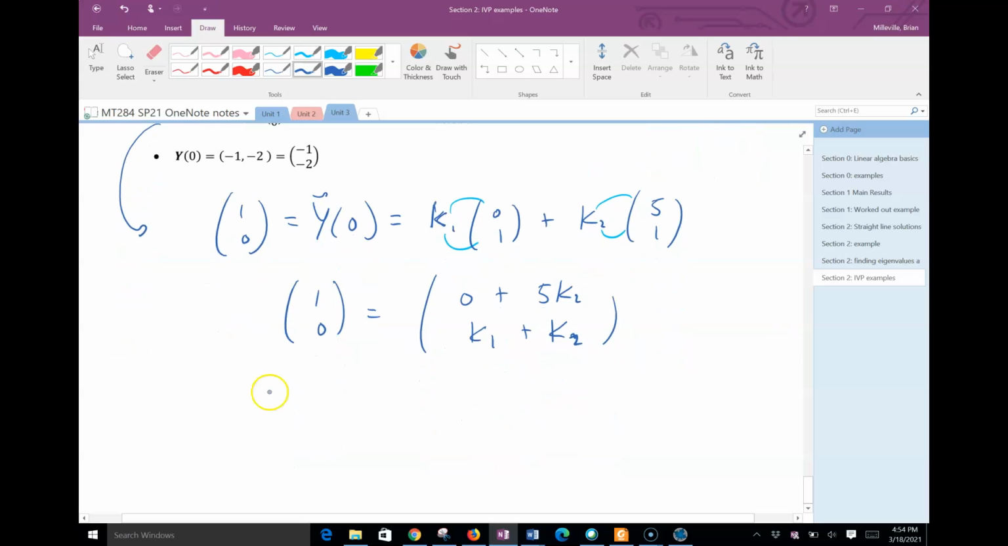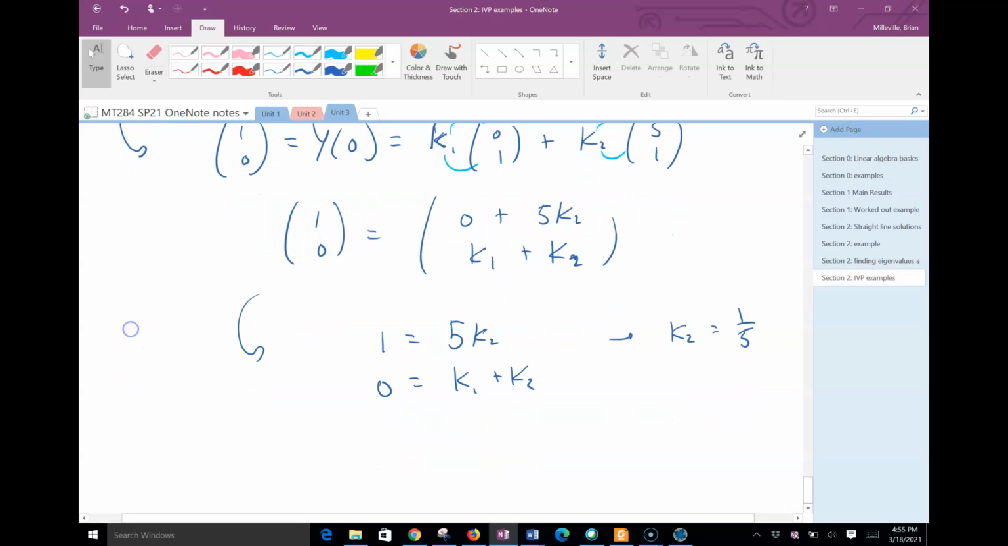And then we just simply set each component equal. The only way that vector equation is true is if each first and second component are equal. So we get this system of two equations and two unknowns. So the system turns into this algebraic system that we have to solve. All right, the first one only has one of the unknowns in it, so we can divide by 5 to find out that k2 is equal to 1/5. Plugging that into the second equation, we would get 0 is equal to k1 plus 1/5. Subtracting it over, we get that k2 is negative 1/5.